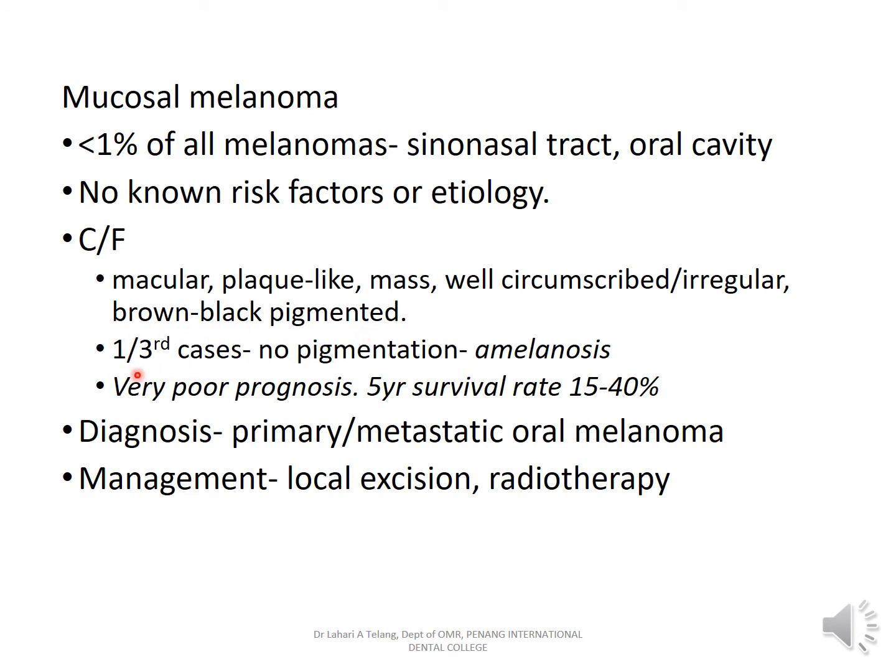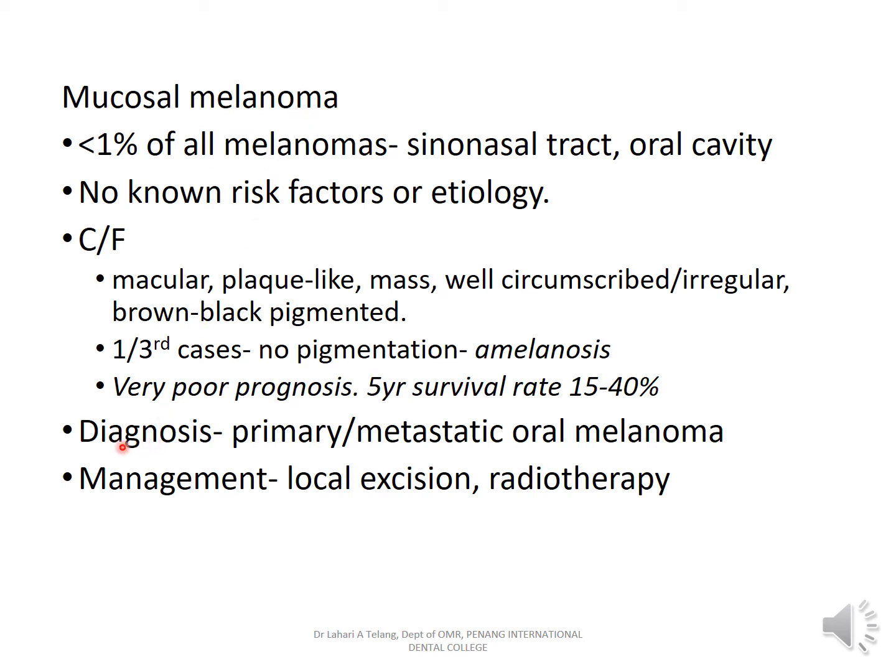And there are very few cases out of this 1% where there is no pigmentation at all, and this phenomenon is called amelanosis, and this has a very poor prognosis. The 5-year survival rate is only 15 to 40%. I mean, this prognosis we're talking about in terms of mucosal melanomas.